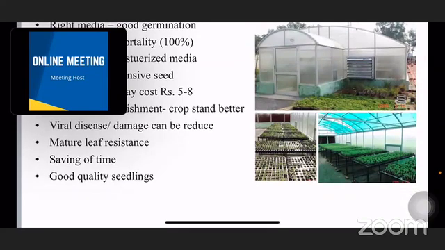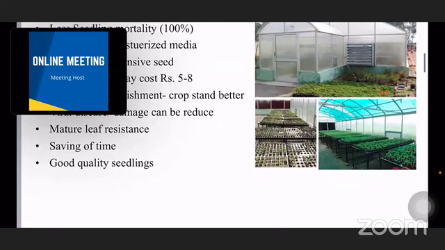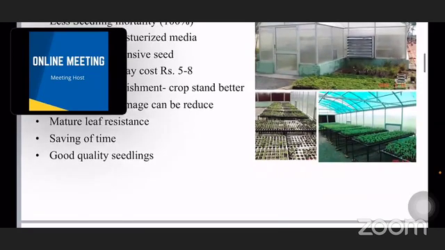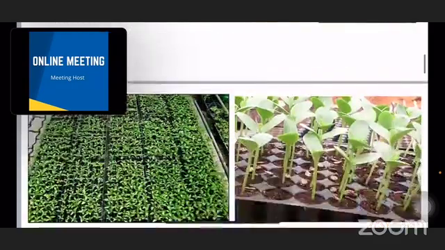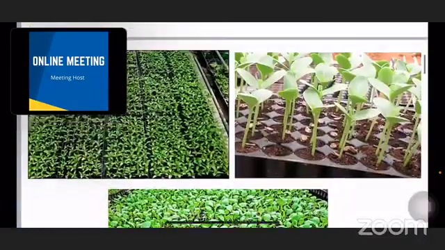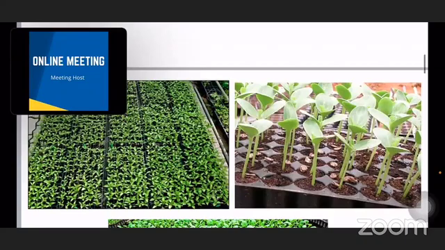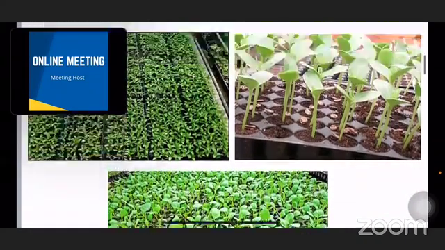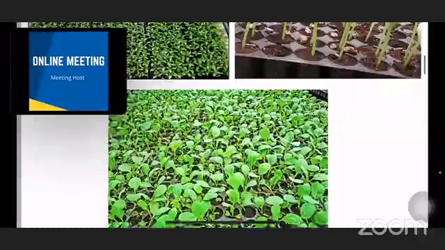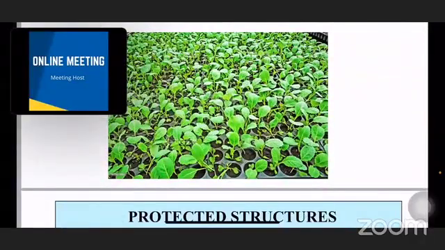Then there is good resistance. Here there is less incidence of pests and diseases, so the plants will be in good healthy condition, and it also helps save time, and we can produce good quality seedlings in the high-tech nursery. Here we can see the seedlings in the left photograph. These are chili seedlings. The right side upper one is watermelon. Here we can see the brinjal also.